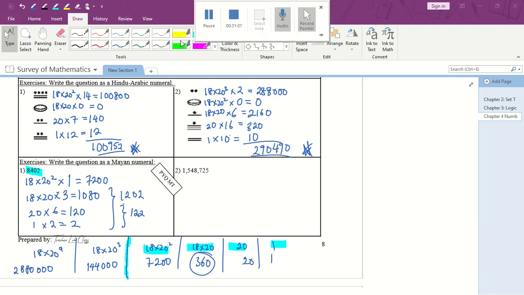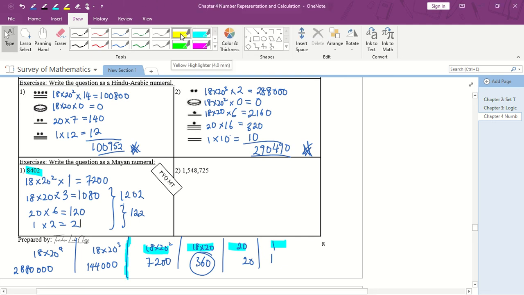And by looking at this, we need to identify what is the Mayan numeral that I need to write. Again, it is the number of the 18 times 20 squared place value that we need, which is 1362. And that is what we need to write. Okay, again, we need to write 1362 here.